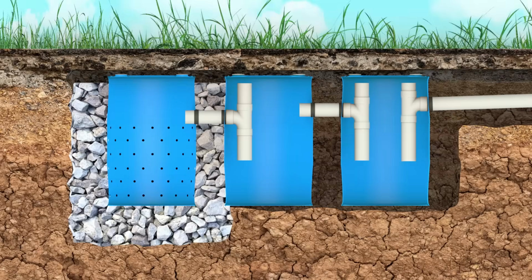It's strongly recommended to add water to your septic system after installation. Empty plastic barrels can float or shift in the ground when it rains or if groundwater rises. Filling them with water anchors them in place.